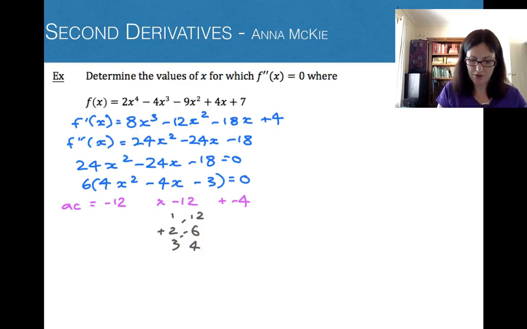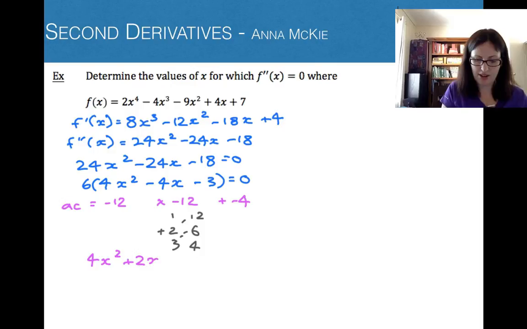So we split the middle term. So obviously when we're solving, we can get rid of that 6 now. We have 4x squared. Here are our two factors, 2x and negative 6x. It doesn't matter which way around you put them, it will all work out in the end. So plus 2x, take 6x, take 3 is equal to 0. Now you factorise in pairs.